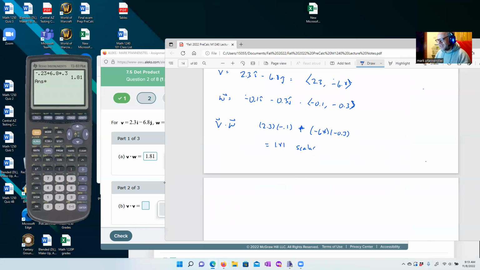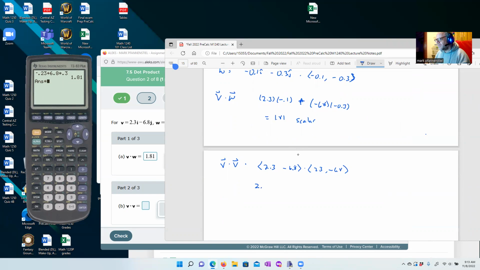And then we have v dot v. That's not too bad. Again, what is our v? Our v is 2.3 and negative 6.8, dotted with 2.3, negative 6.8. So we're going to say, let's do 2.3 times itself plus 6.8 times itself. Again, I'm going to drop the negative because I can tell in my head that 2 negatives is going to make a positive. So we just have 6.8 squared, and we're going to add this together.